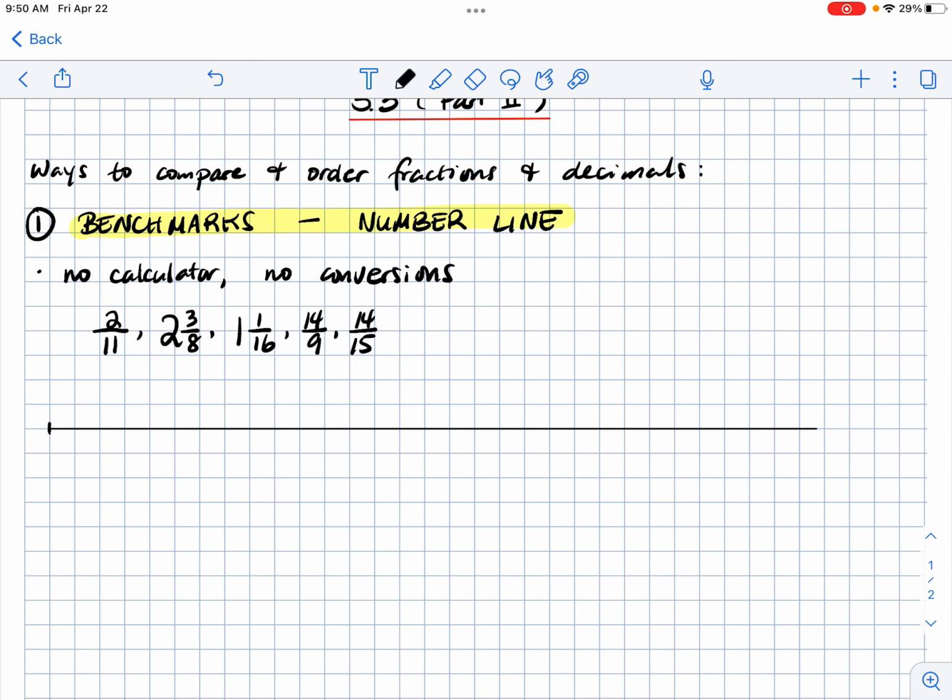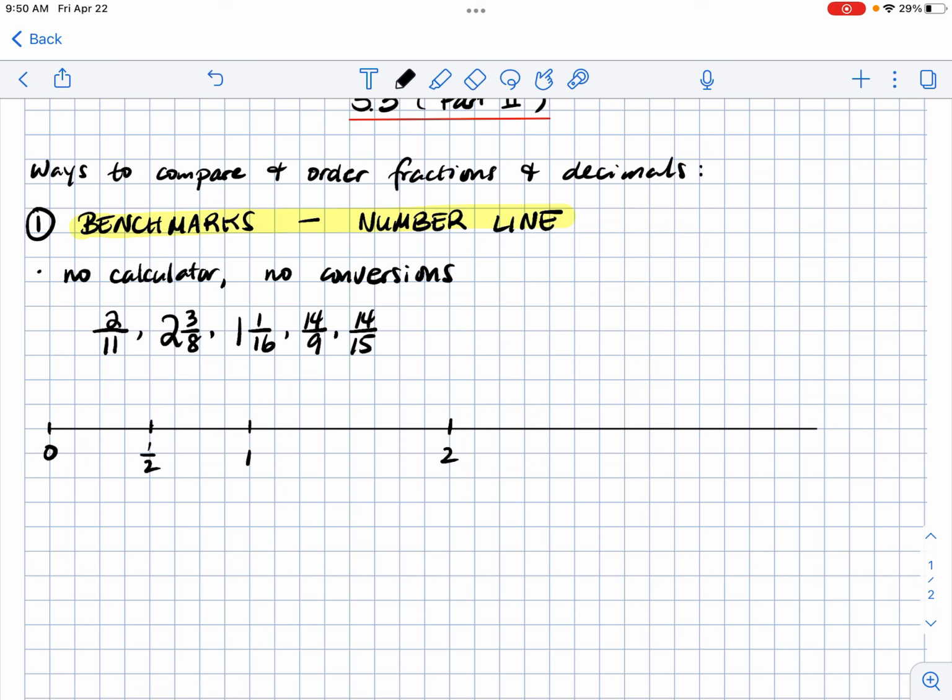So I'm going to have 0 here, and I'm going to mark the whole numbers. I'm going to mark 1 here. This might not be exact, but that is okay. Actually, I'm not going to mark 1 there. No, I will mark 1 there. I'm going to mark 1/2 here. And then I'm going to mark 2. Again, mine might not be exact, but that's fine.